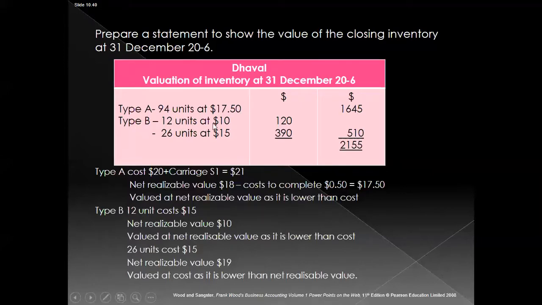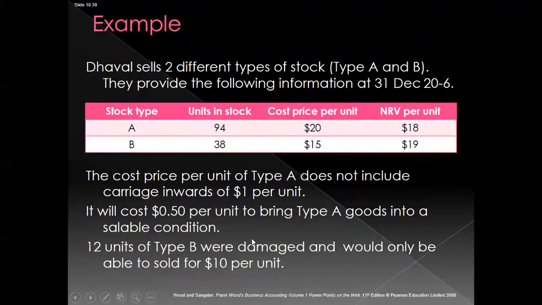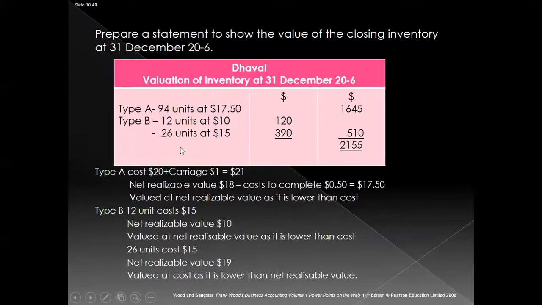Type B, 12 units at $10. Why is it $10? Because these are the damaged goods that would only be sold at a lower price, plus the remaining units, 26 units at $15, is $390. Add these two values together. This is the inventory value for type B goods at the end of 31st December 20-6. The total value of inventory for Davao is $2,155. So if you still can't understand, you may read this part for your understanding.